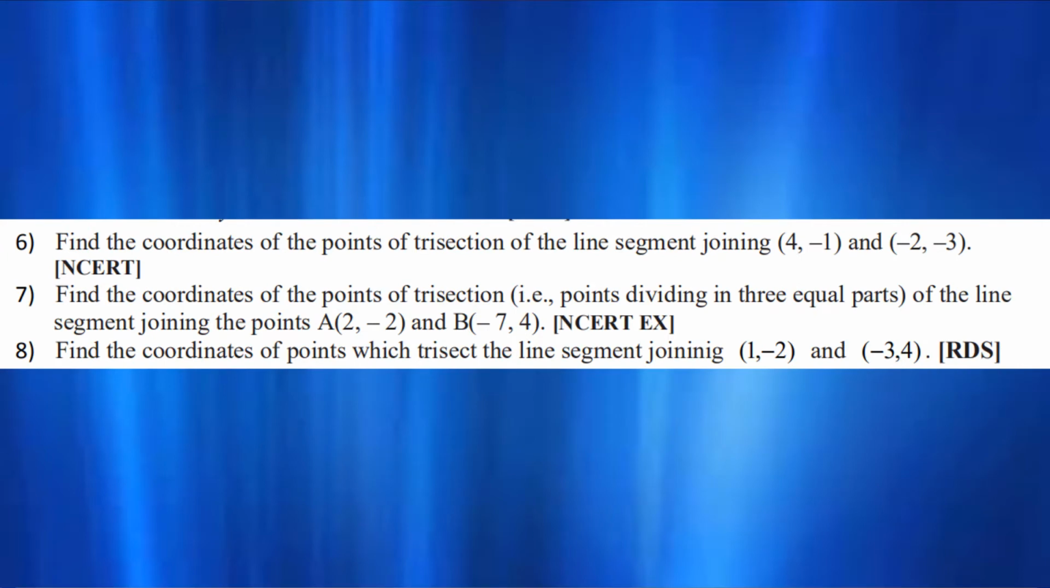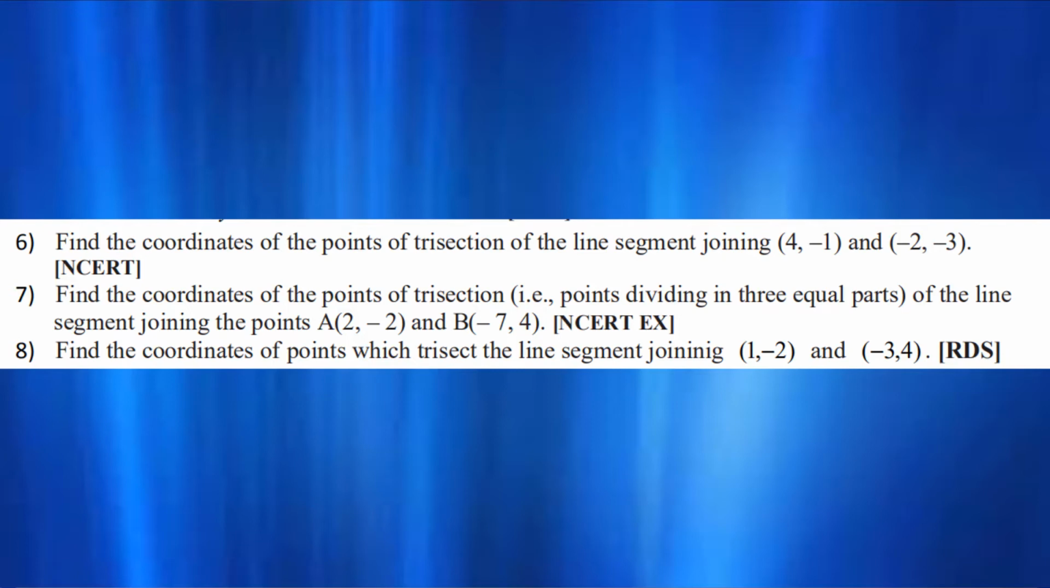Find the coordinates of the points of trisection of the line segment joining (4, -1) and (-2, -3). Okay, so now here A and B are given to you. So the line segment joining (4, -1) and (-2, -3) means A is equal to (4, -1) and B is equal to (-2, -3). Okay, now let us understand the remaining thing in the solution.